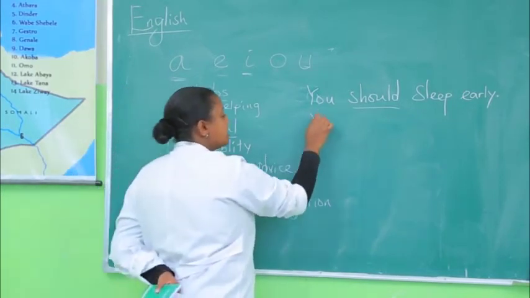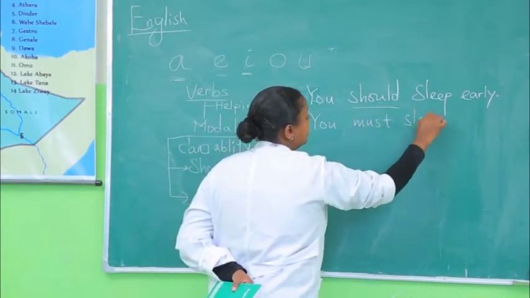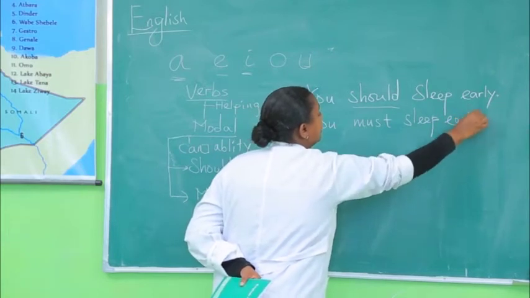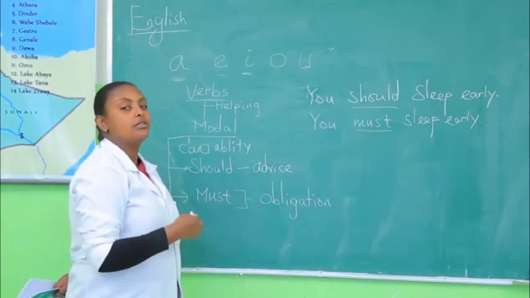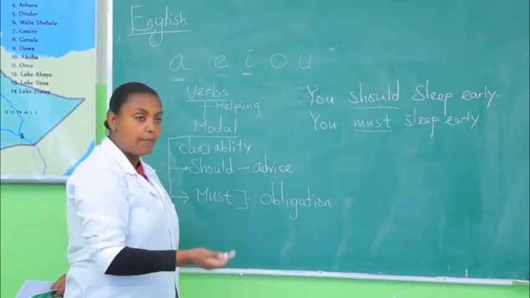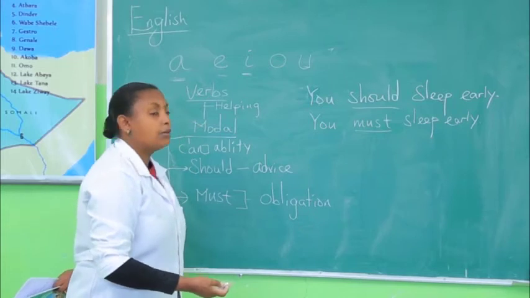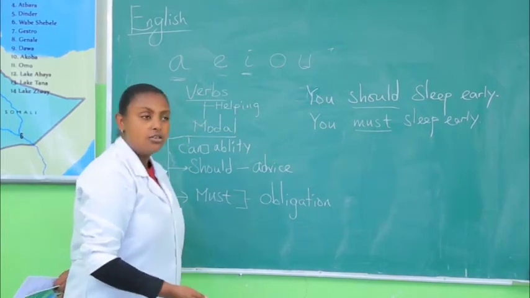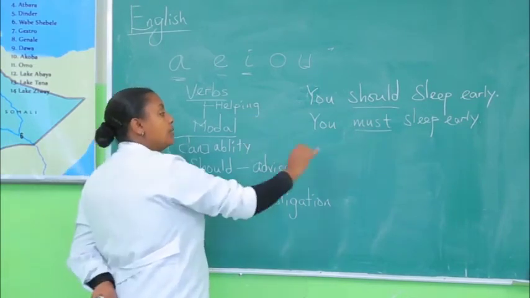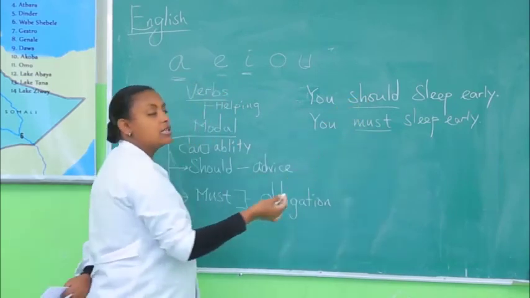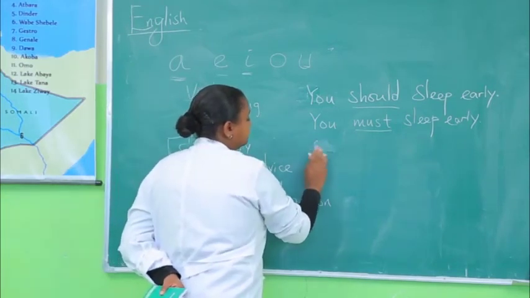But if somebody says, like your parents maybe, you must sleep early, which means if you don't sleep early, there will be a punishment. Something may happen. For example, if you sleep late, you may wake up late. So if you have school, you may be late or you may be absent. So there will be a consequence here. But with should, somebody is giving you advice. You should sleep early.